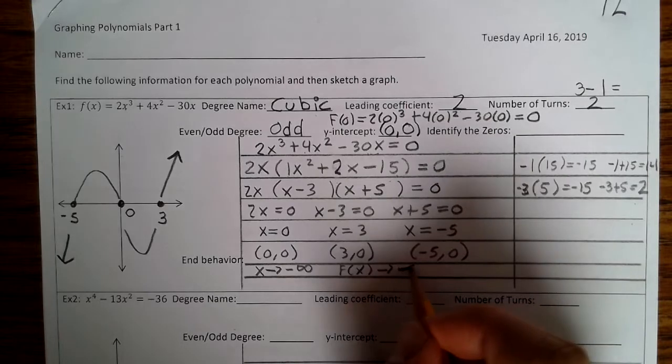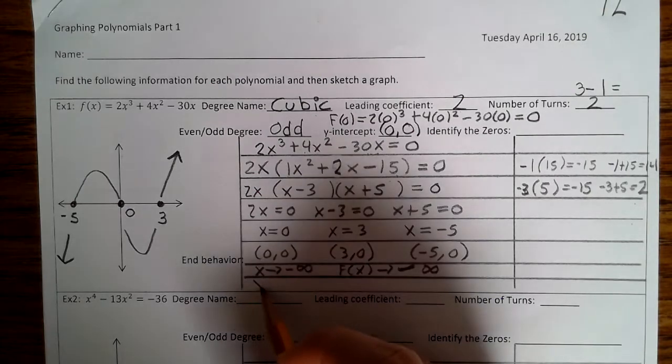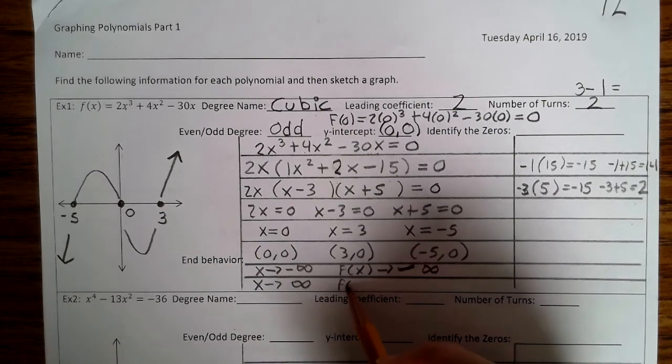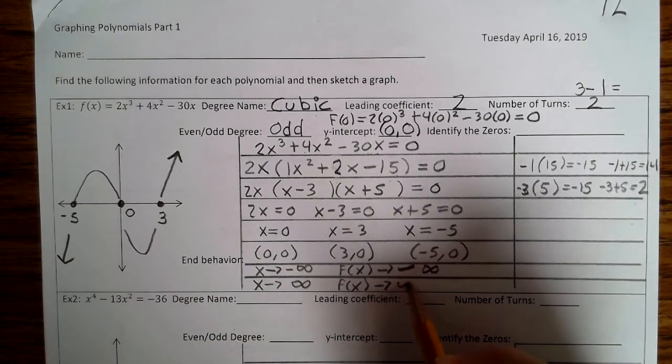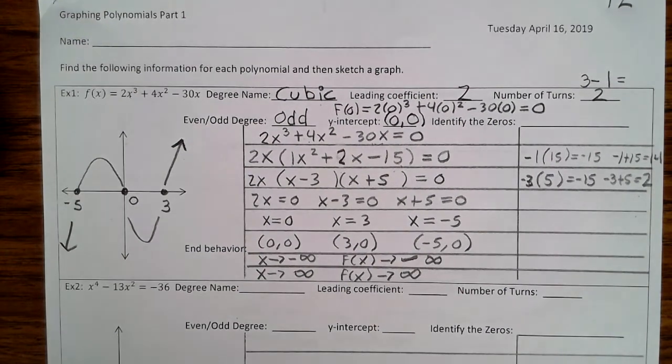Really long negative sign there. Okay. Now, when x approaches positive infinity, that means it goes right, f of x goes up, so it's going to positive infinity. Okay, go ahead and finish up example 1. All right, let's take a look at example 2.